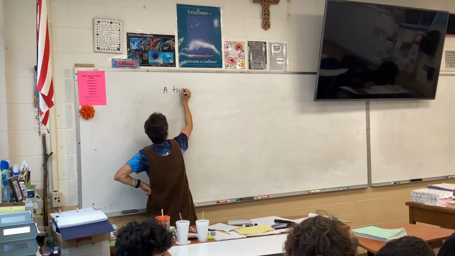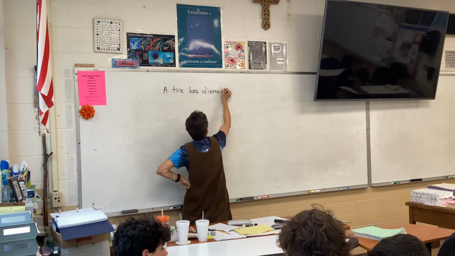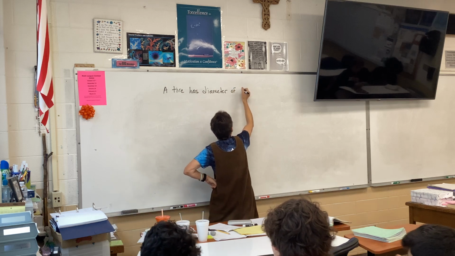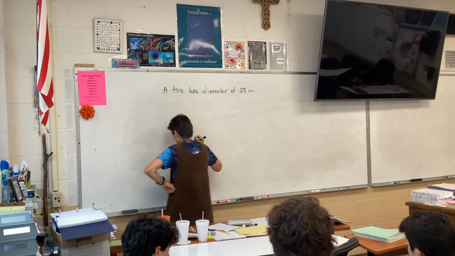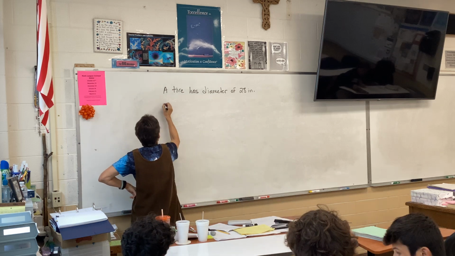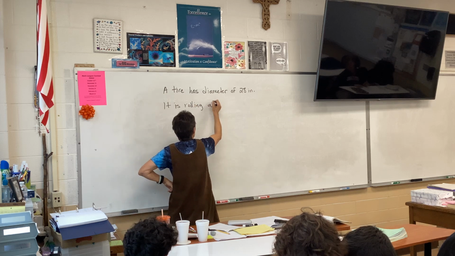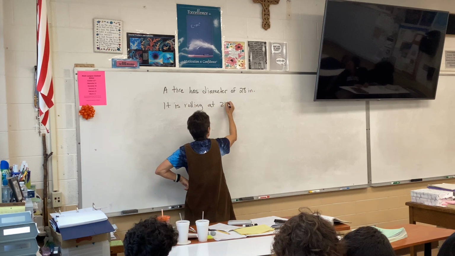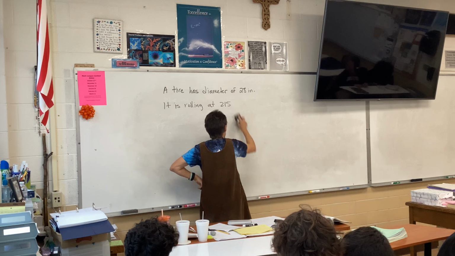So, a tire has a radius, or let's say has a diameter of 28 inches. It is rolling at 215 revolutions per second.